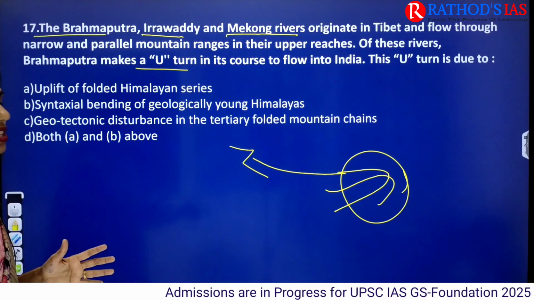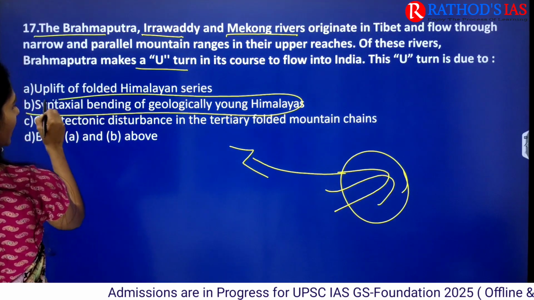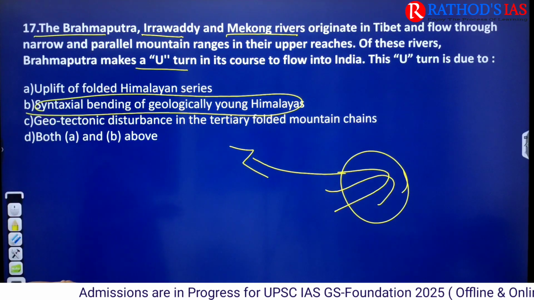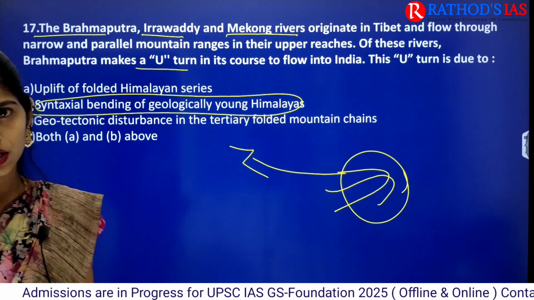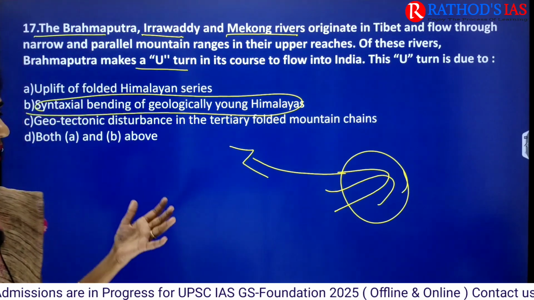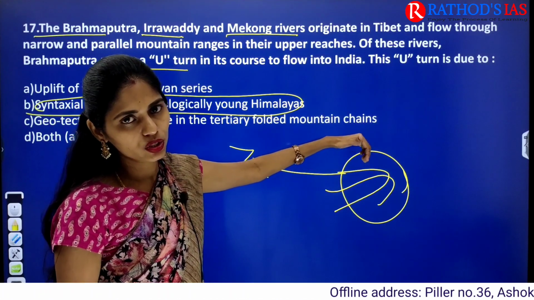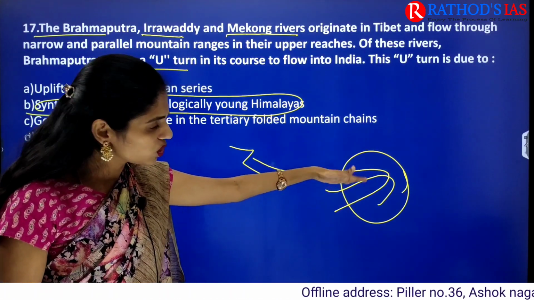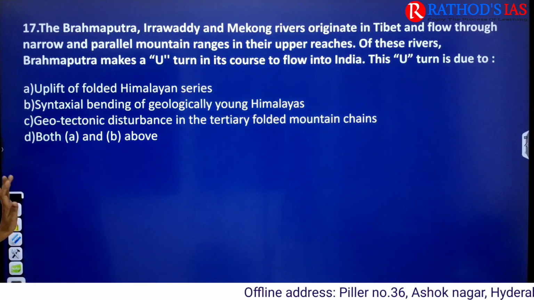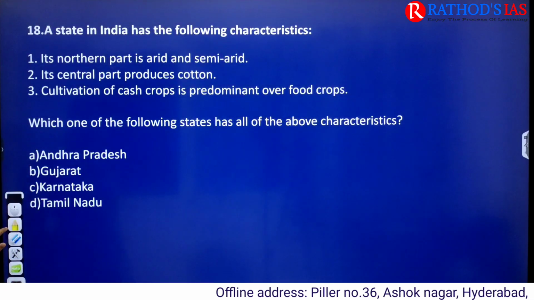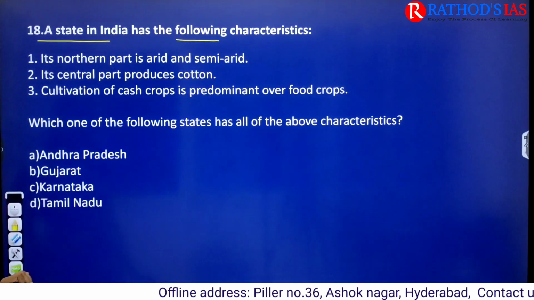But the correct answer here is syntaxial bending of geologically young mountains. Okay, so this Brahmaputra river, which originated near Kailash, near Mansarovar lake, is moving along this path, and after entering Arunachal Pradesh, it is taking a U-shaped bending. So that is because of the syntaxial bending. Very simple, easy question. And next one is, a state in India has the following characteristics.